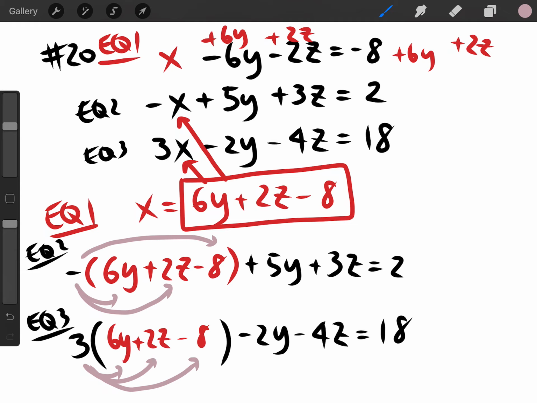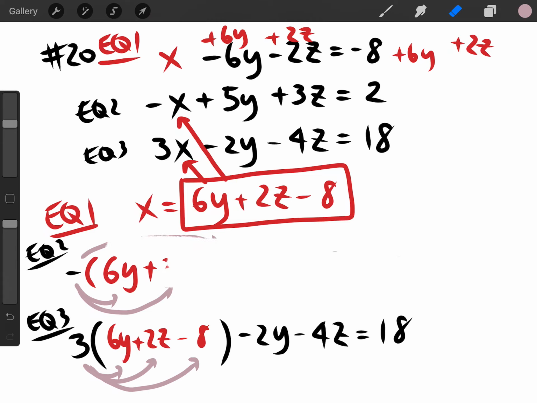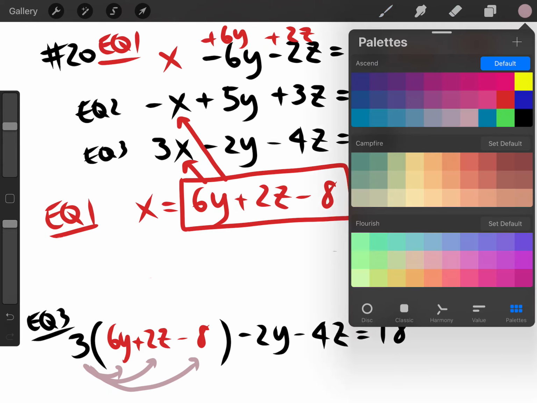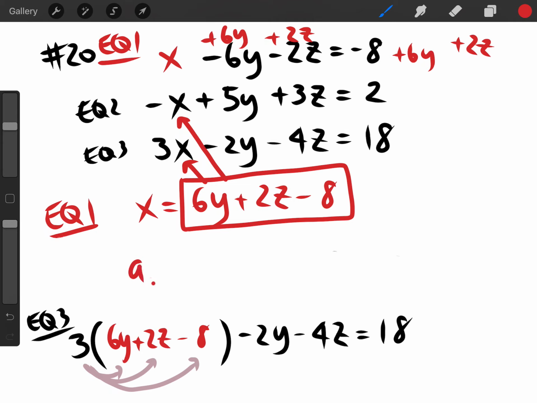Since I don't have enough space, I'm going to show you what happens if I combine all the like terms in equation 2 and then all the like terms in equation 3. I'm going to get a brand new equation that's just two variables. I'm calling it equation A: negative y plus z equals negative 6.